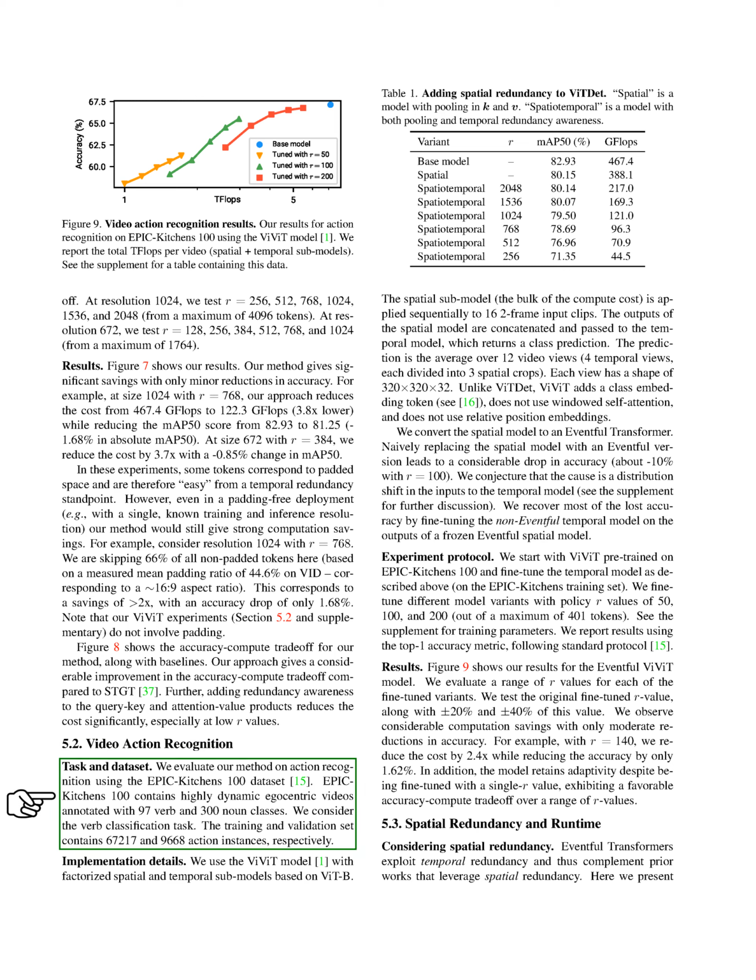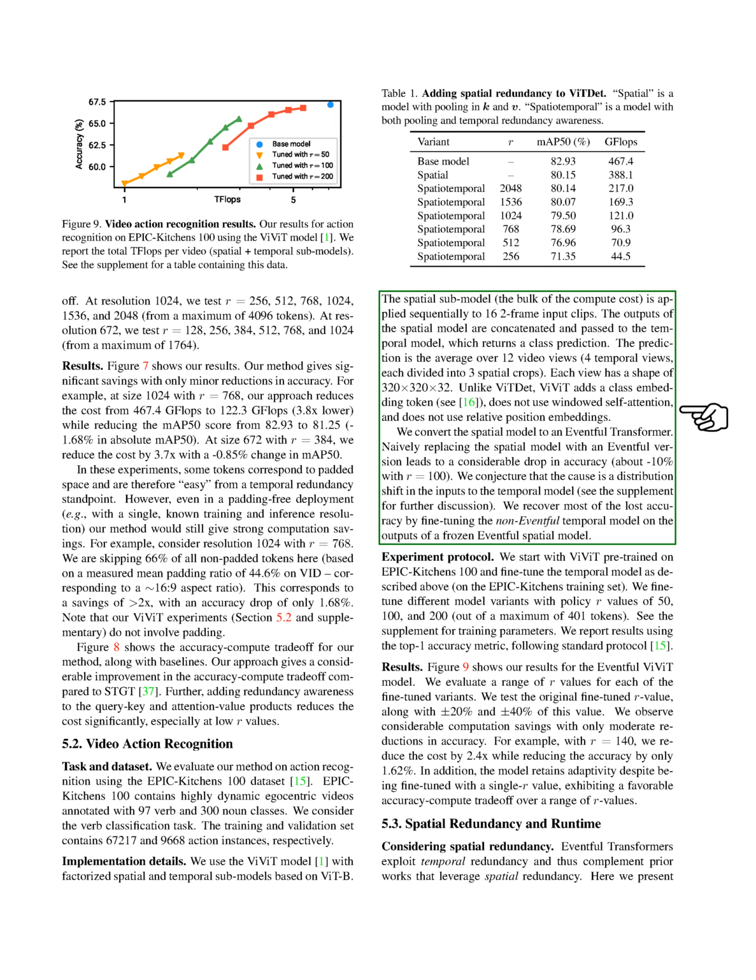We've tested our method using the Epic Kitchens 100 dataset, which is a collection of dynamic first-person perspective videos annotated with 97 verb and 300 noun classes. The training and validation sets contain 67,217 and 9,668 action instances, respectively. Our model, Vivid, is based on ViT-B and uses separate spatial and temporal submodels.